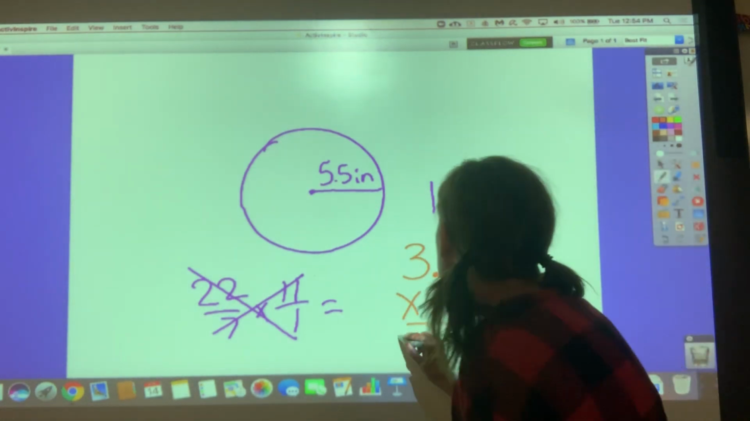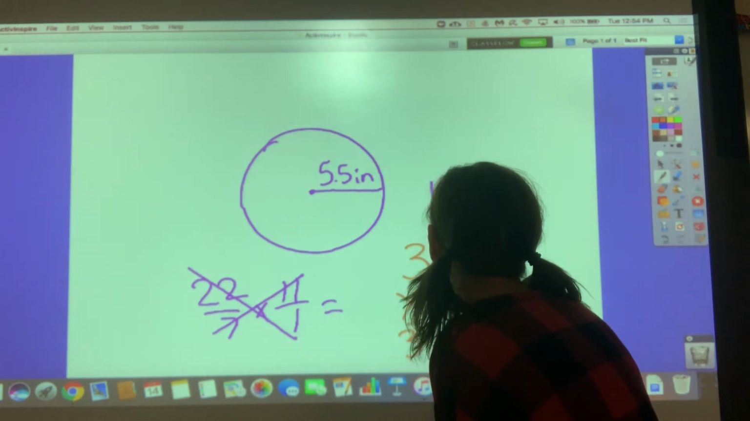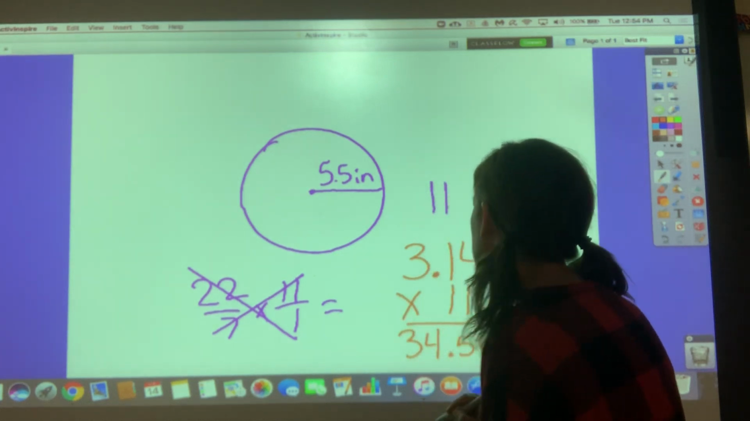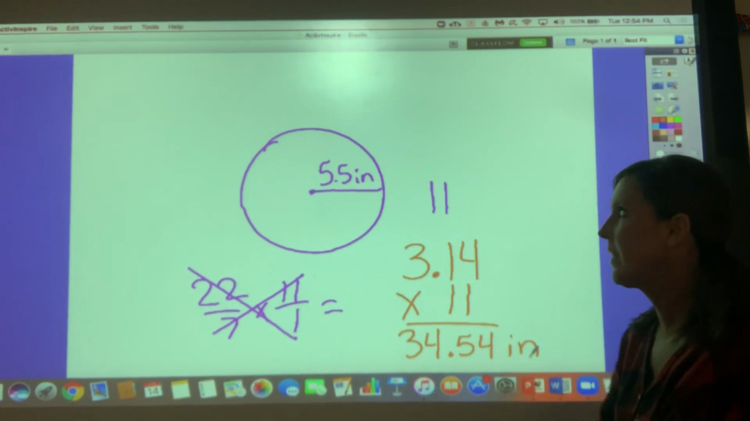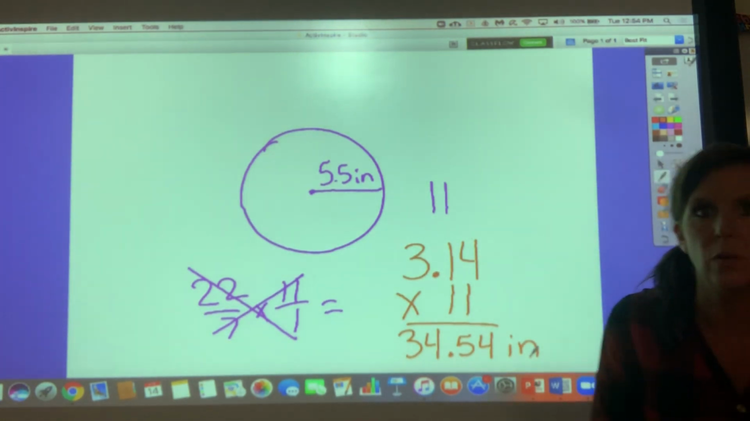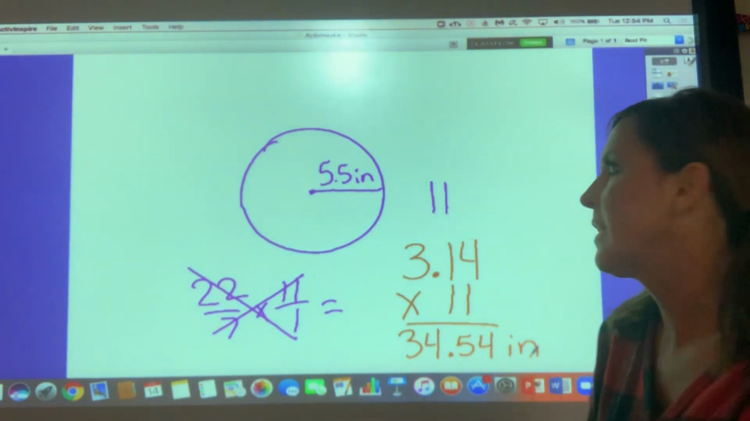Okay, hopefully you got 34.54. Okay, 34.54 inches for the circumference of this circle. Okay, so circles are pretty easy.